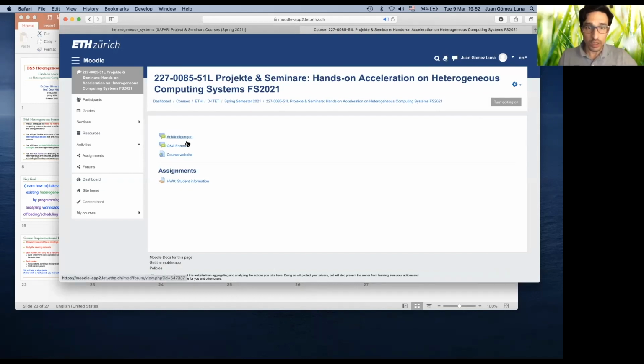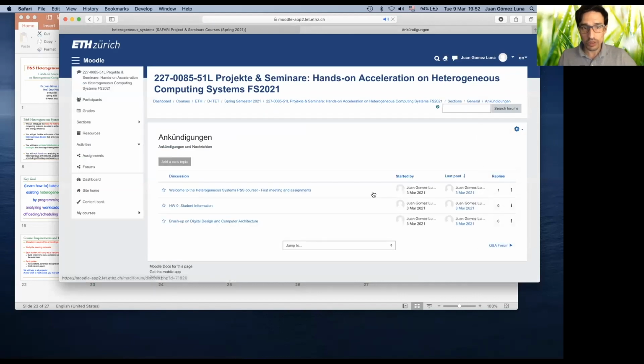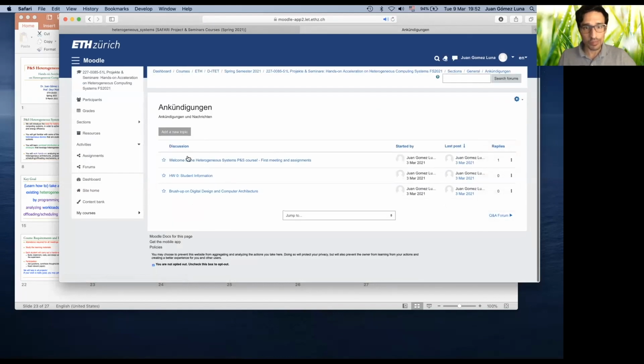And here there are also some announcements. The first post that you see here has exactly the same contents that I sent to you over email. There is another announcement about the homework 0, about this student information that we want you to provide to us.